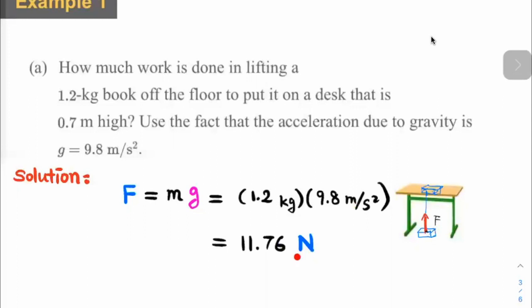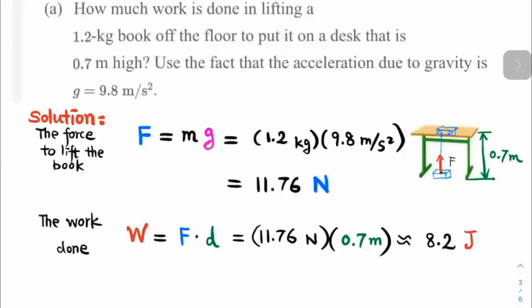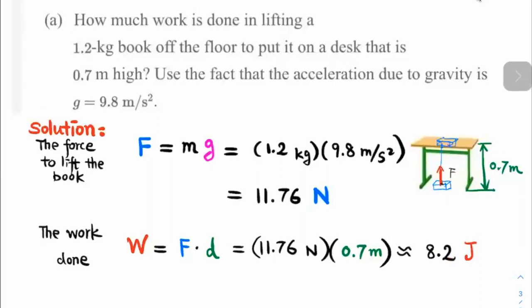Notice that the unit Newton is equal to 1 kilogram times 1 meter per second squared. So the work done in lifting this book off the floor and putting it on this desk is equal to the force times the distance, which is 11.76 Newtons times 0.7 meter, and that is about 8.2 joules. 1 joule is 1 Newton times 1 meter.